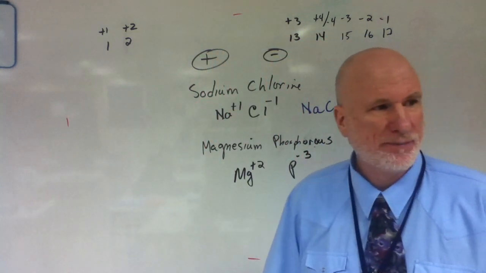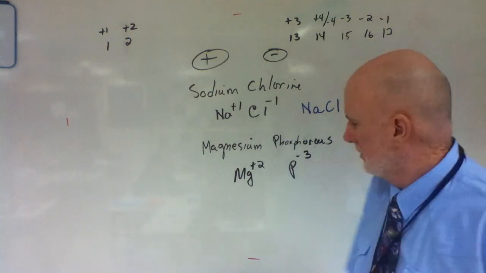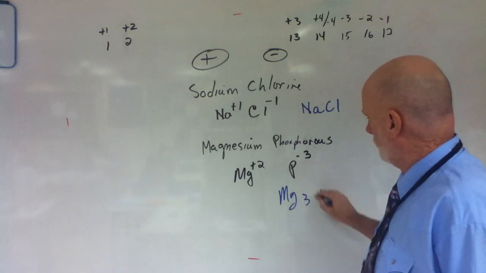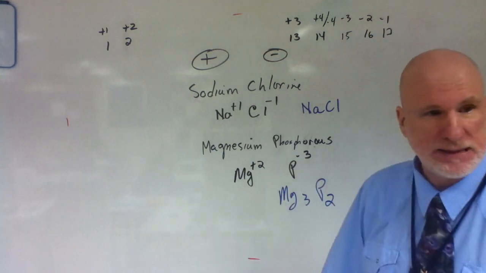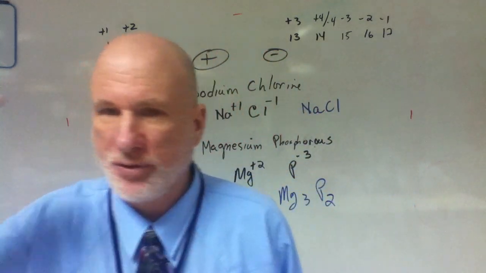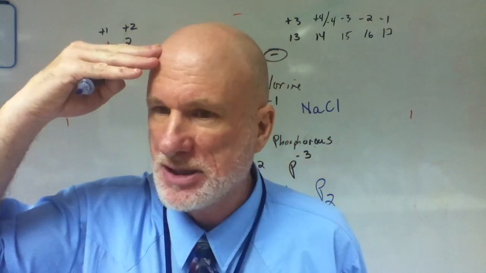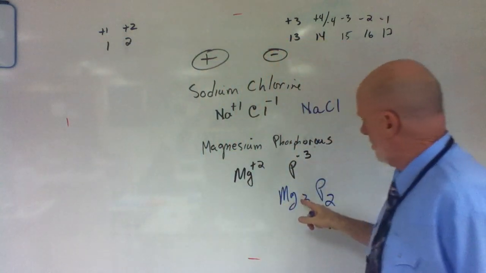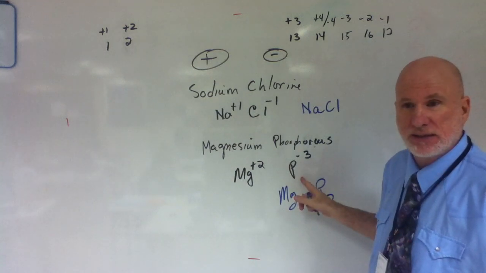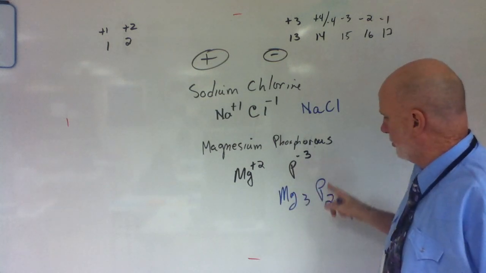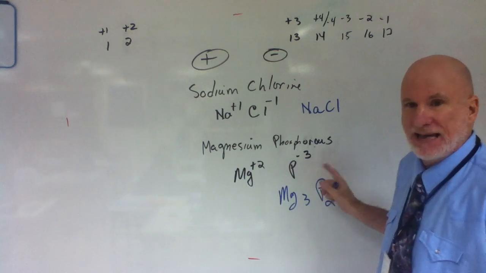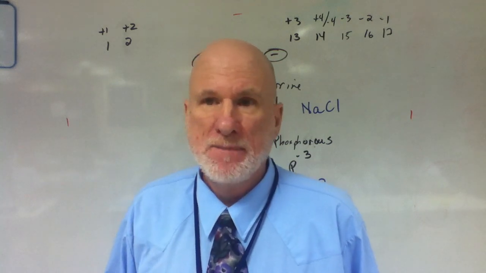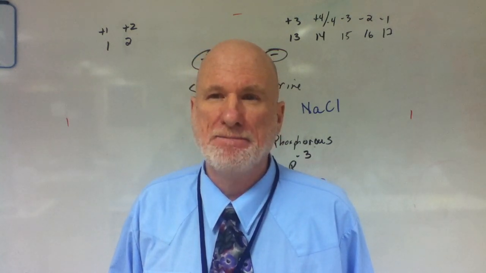How would you write that one? 3, 2, 2. Mg 3. Is that what somebody said? When you think of 3 and 2, what do you have to think of? The least common multiple, which is what? 6, right? So 3 and +2 is +6. 2 and -3 is -6. You get it?